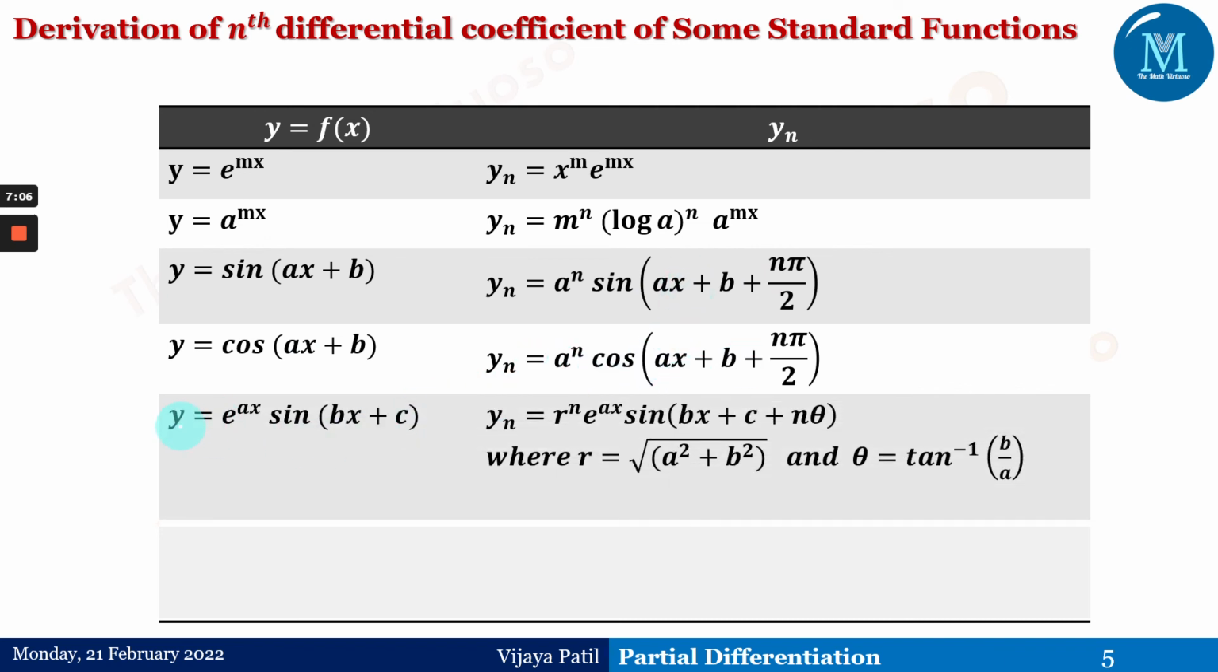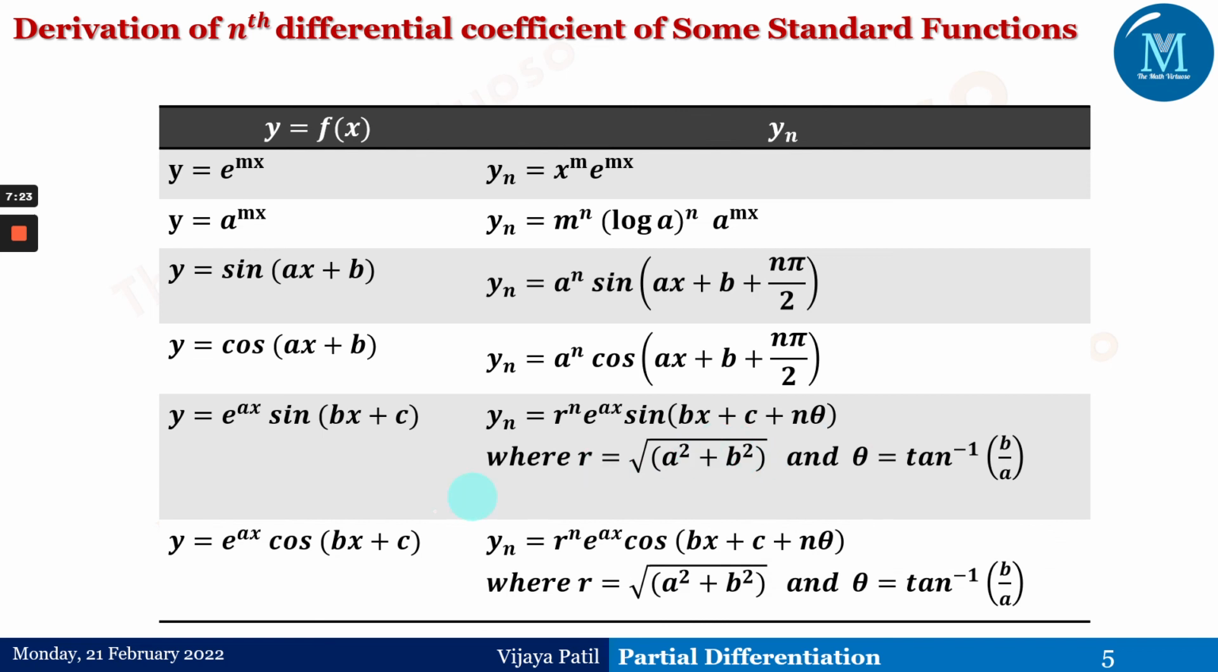Then we have, if y is equal to e to the power ax sine of (bx plus c), y_n comes out to be r to the power n e to the power ax sine of (bx plus c plus n theta). What does r mean? r is nothing but the square root of a square plus b square, and theta is nothing but tan inverse of b by a. And if it is cos, the same thing will happen. Instead of sine, we have cos, and everything else remains the same for these two formulae.